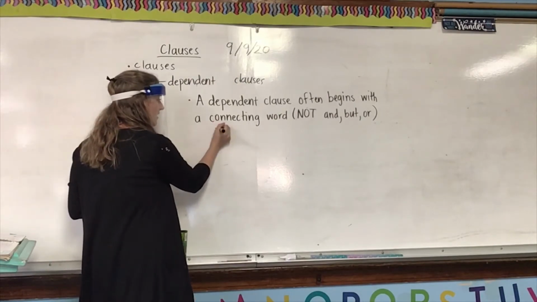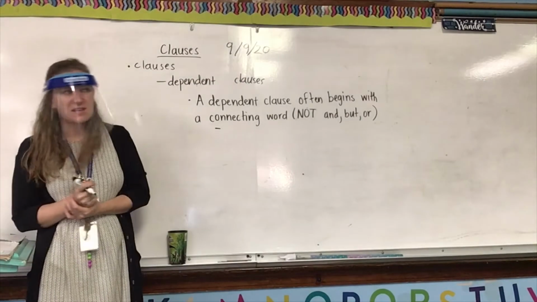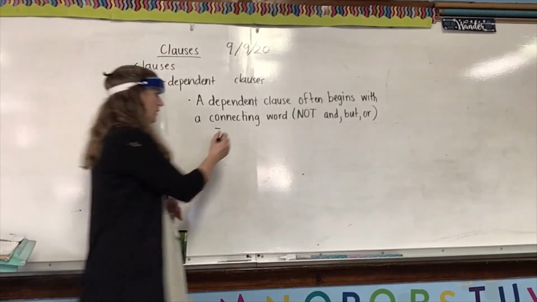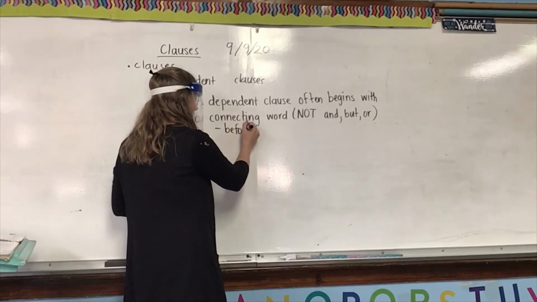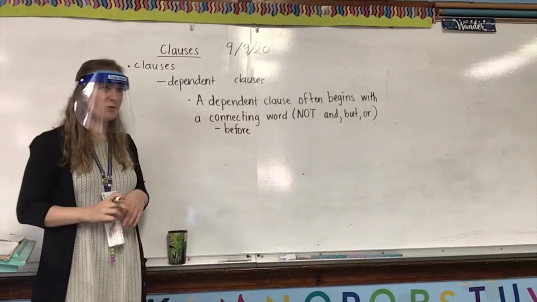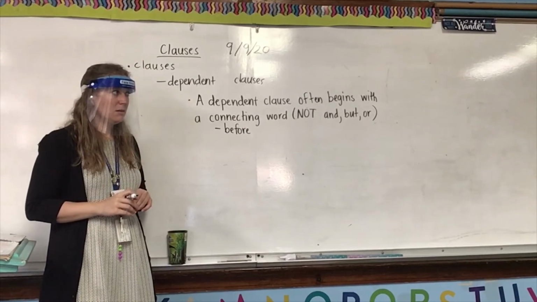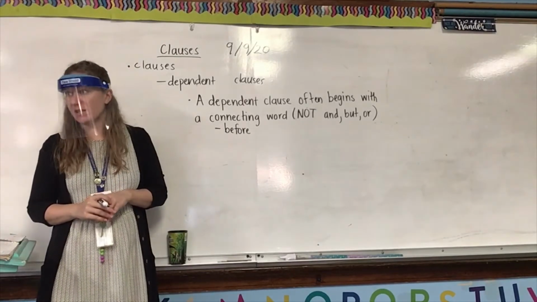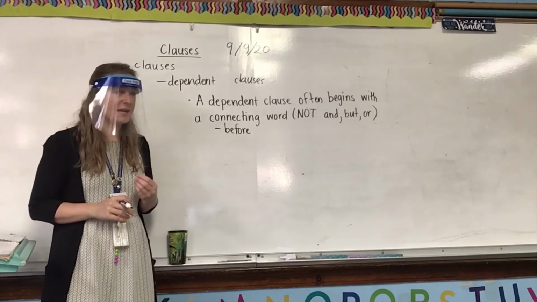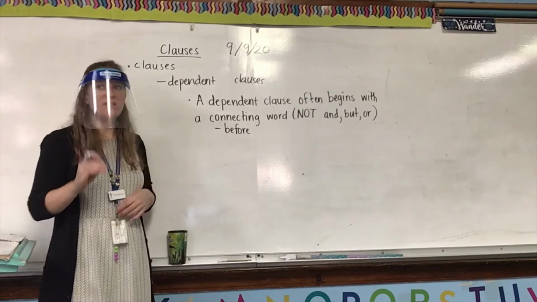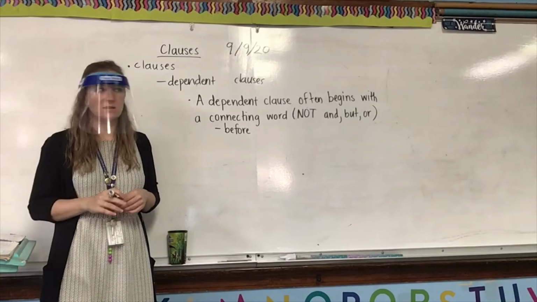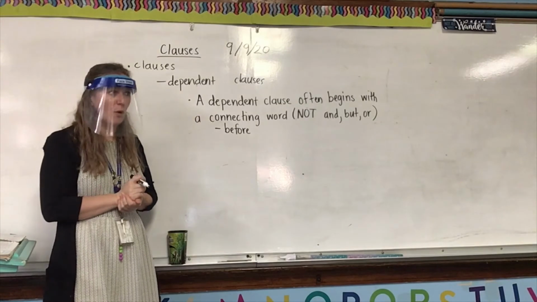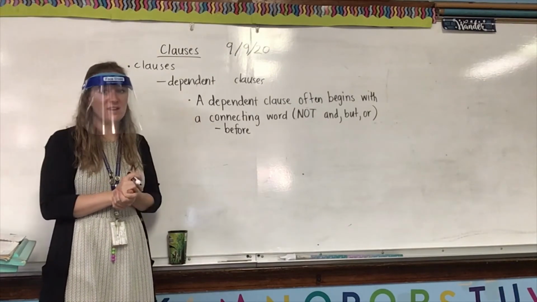Here is a list of connecting words that a dependent clause will typically start with. Before. For example, I went outside before I went to bed. I went outside is the independent clause. Before I went to bed is the dependent clause. Because if I said before I went to bed, does that tell you why it says the word before? So is that a complete thought? No.